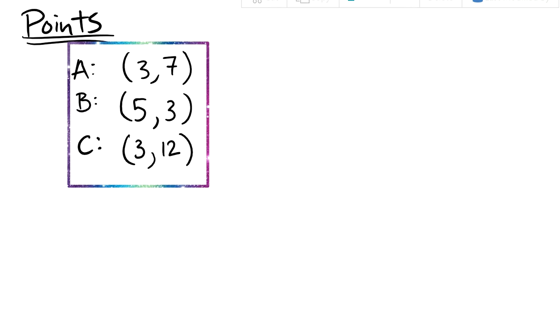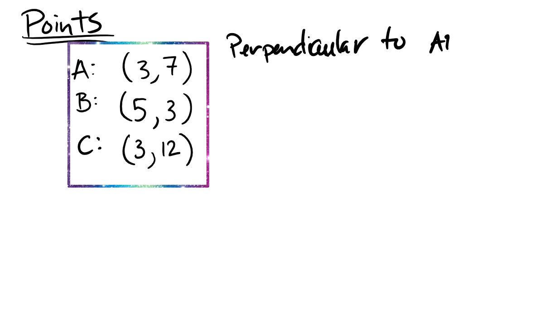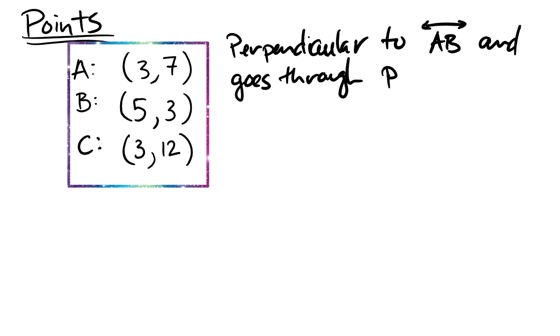So I'm saying that it's going to be perpendicular to line AB and goes through point, let's say point B, goes through point B.